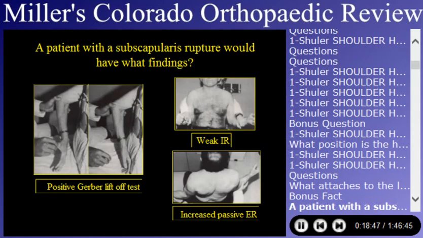Subscapularis rupture would have what findings? So, 3 key findings on examination. A positive Gerber's liftoff. Don't forget, a lot of times they'll fool around with you, whether it's a negative test or a positive test. Positive Gerber's liftoff test means they can't do it. Okay? Positive Gerber's liftoff test. Weak internal rotation and an increase in passive external rotation.